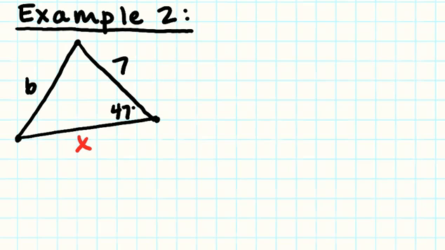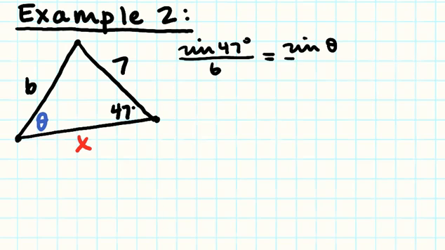I'm not looking for side length x, although we can definitely find it. What I want is the measure of angle theta. So I'm going to use the law of sines to find the measure of angle theta. I know that sine of 47 degrees divided by 6 is equal to the sine of theta divided by 7. I'm going to try to solve for theta, so I'm going to cross multiply. 7 sine of 47 degrees equals 6 times the sine of theta.